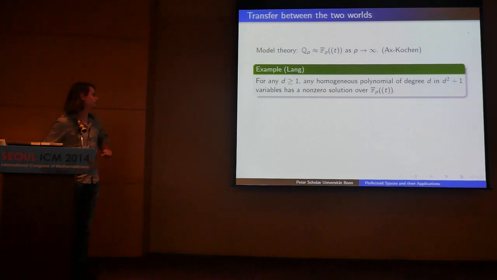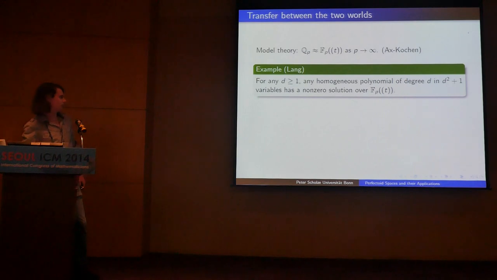What they used it for classically is to transport the theorem of Lang to Q_p. The theorem of Lang is the following. If you have a homogeneous polynomial of degree d in many variables, more than d squared variables, then this will always have a non-zero solution over a Laurent series field. And it was conjectured that the same property should hold over Q_p.